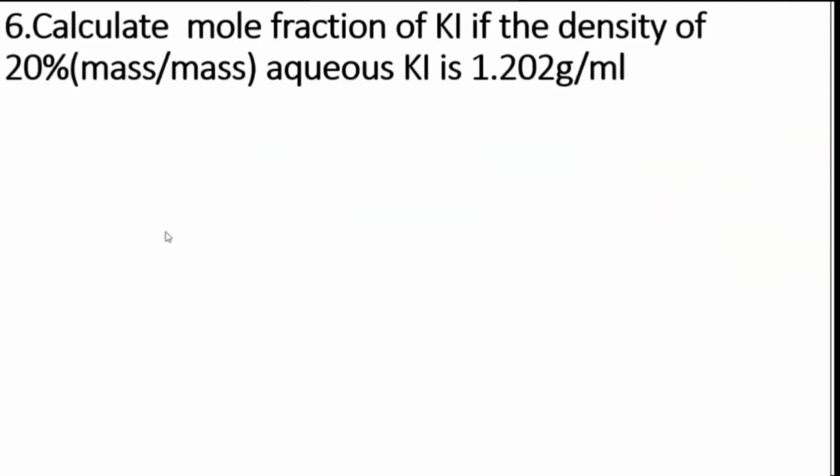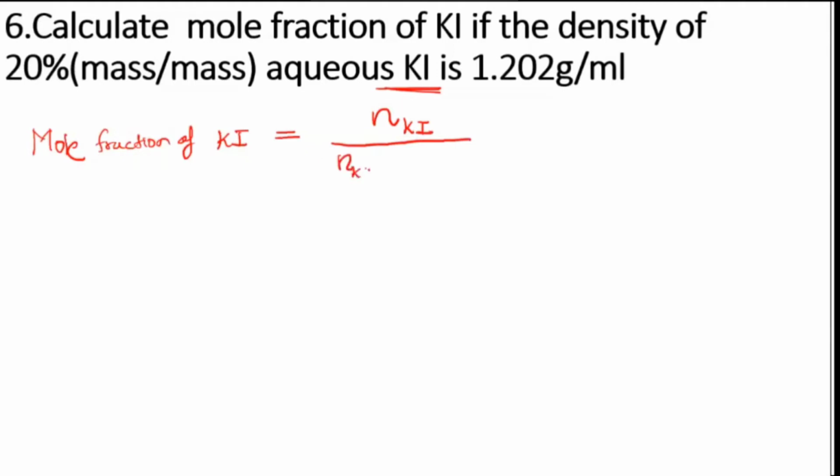Now calculating the mole fraction. You can do along with me. You know the formulas. To calculate the mole fraction, how is the formula? You need to calculate the mole fraction of potassium iodide. Mole fraction of potassium iodide will be equal to the number of moles of potassium iodide, correct? So I am writing NKI, where N stands for the number of moles of potassium iodide, divided by the number of moles of potassium iodide and the number of moles of the other solvent present along with potassium iodide.